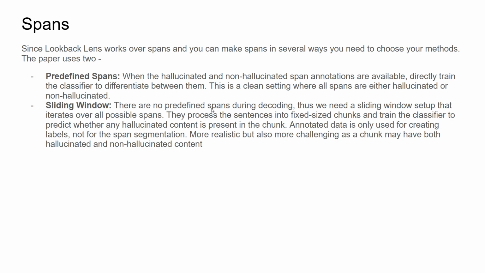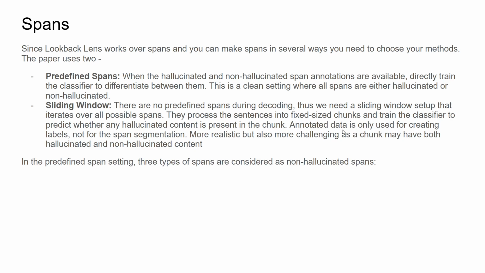Here you do not have a predefined span, but you have a fixed size. So they process the sentences into fixed size chunks. In most of their experiments, they use a chunk size of 8, but they also do some ablations with other chunk sizes. And then they train a classifier to predict whether any hallucinated content is present in the chunk. So maybe half of the chunk is hallucinated, half of it is not. They will still take that chunk to be hallucinated. And then annotated data is only used for creating labels and not for span segmentation. So the spans might be half hallucinated, only 1% hallucinated, and so on.